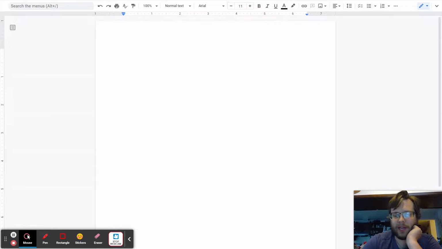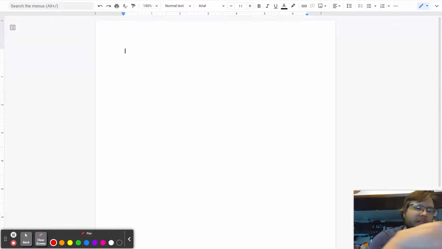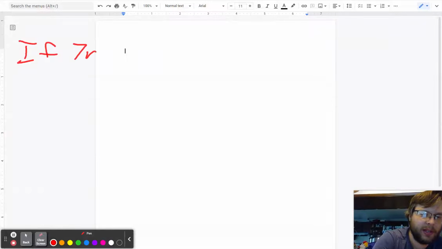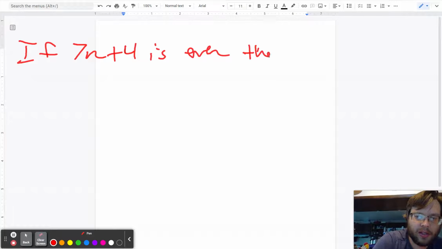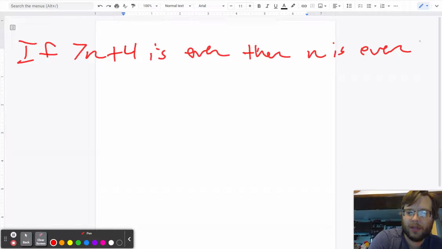All right, so I want to do a couple examples of proof by contradiction. The first one was essentially from the textbook. I'll change the numbers around just so it's slightly different. But the statement was: if 7n plus 4 is even, then n is even. So first thing I'll do is flip that around as the contrapositive.